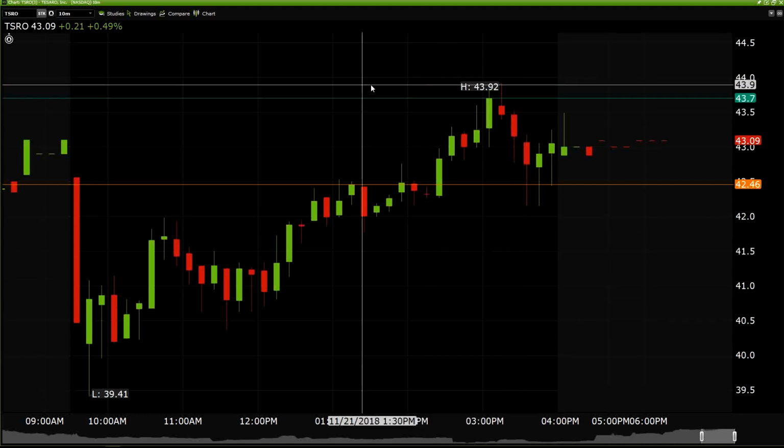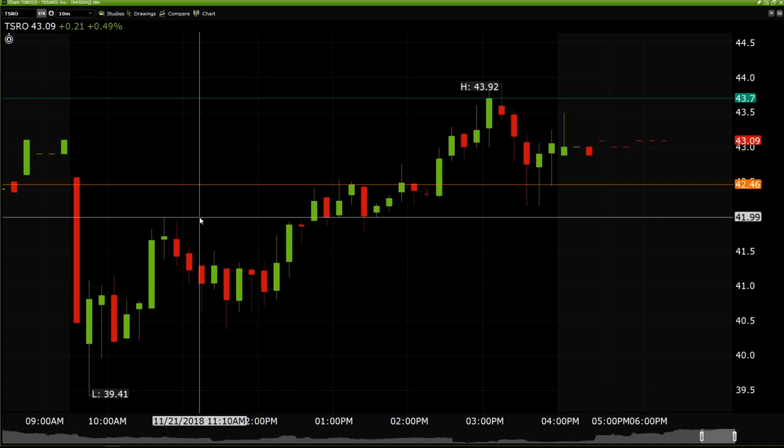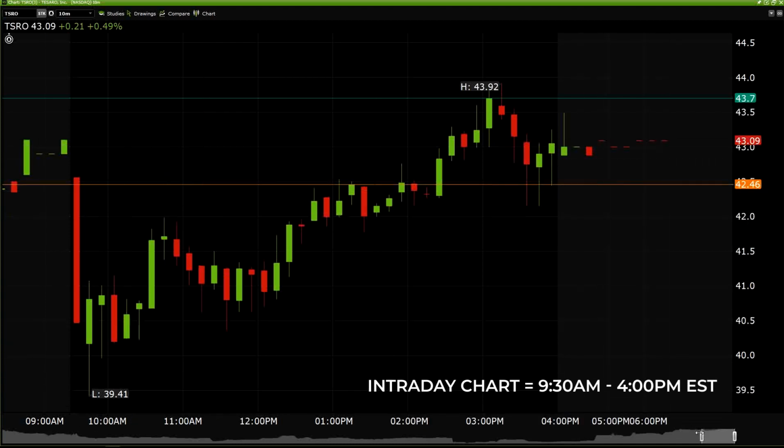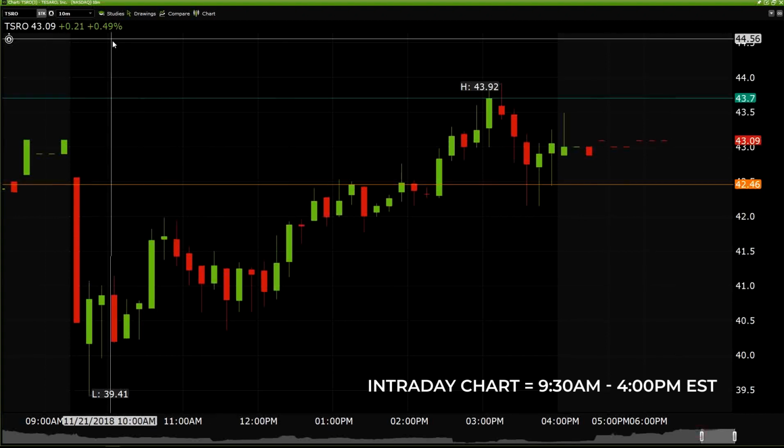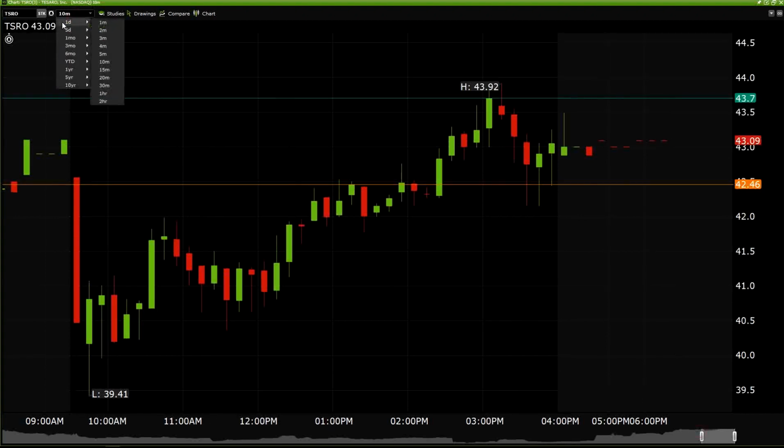Now, when you're day trading, you're typically going to be using an intraday chart, so a chart that's open from 9:30 in the morning till 4 o'clock Eastern time. So that's the time frame that we're going to be looking within primarily. And you're going to be going with time frames between 1 minute to about 15 minutes, in my opinion, is the best to be using for intraday trading.